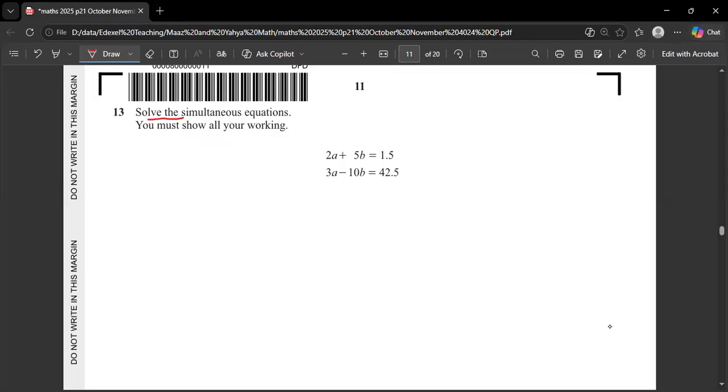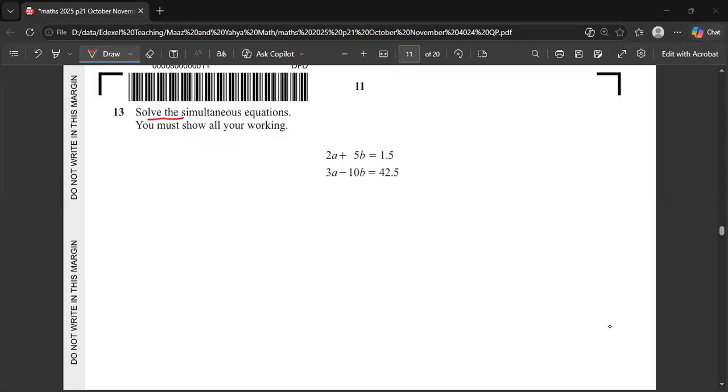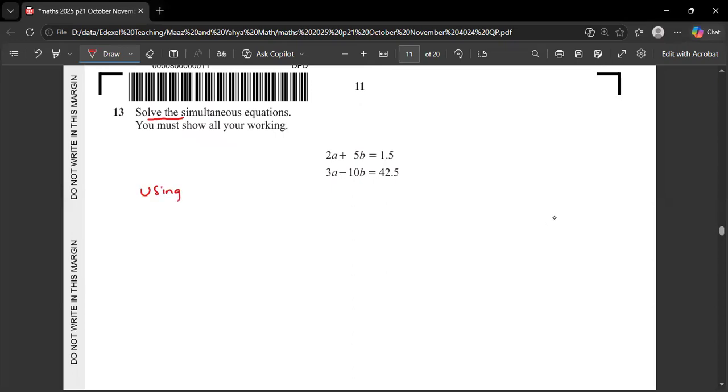Would anyone like to explain to me what should be the first step? Calculate A and B. All right, so can we eliminate using the elimination method? Eliminate भी कर सकते हैं, subject भी बना सकते हैं.